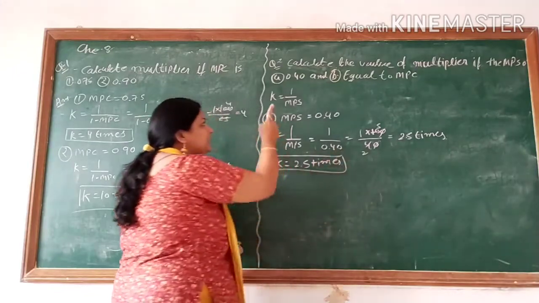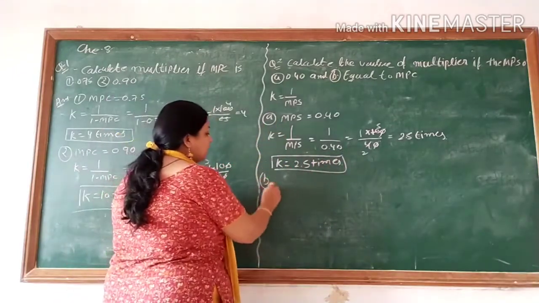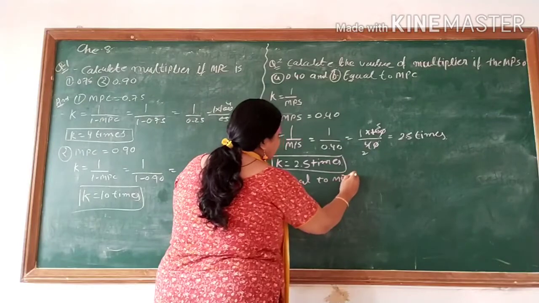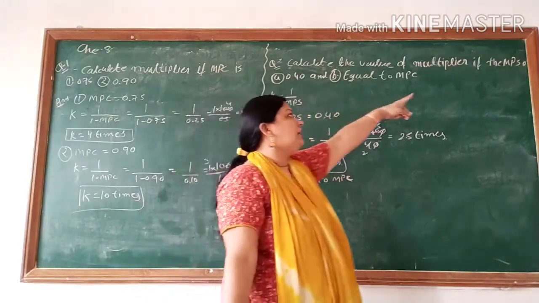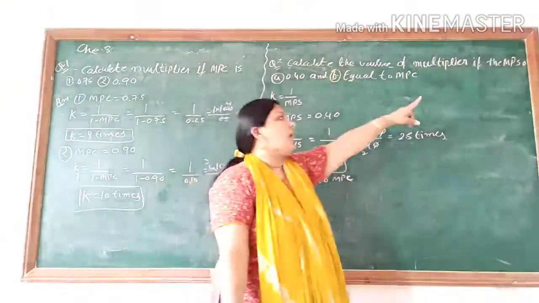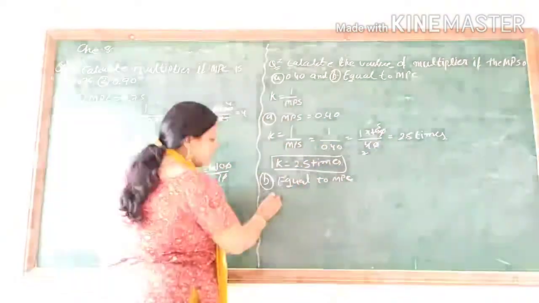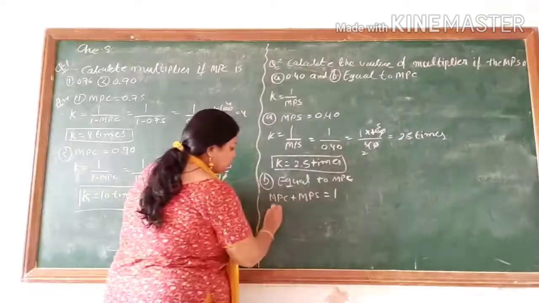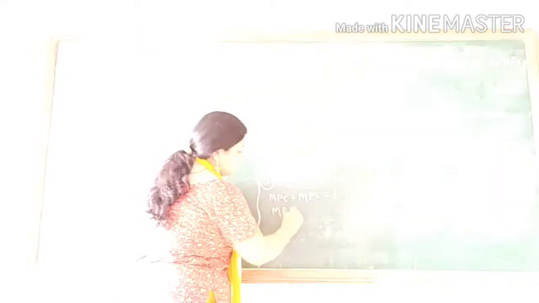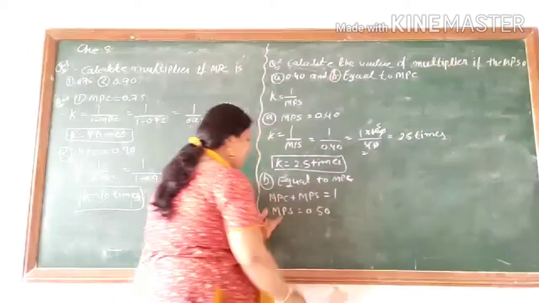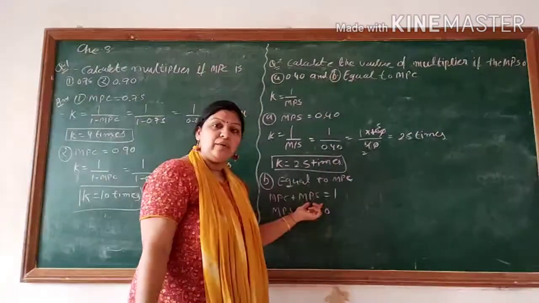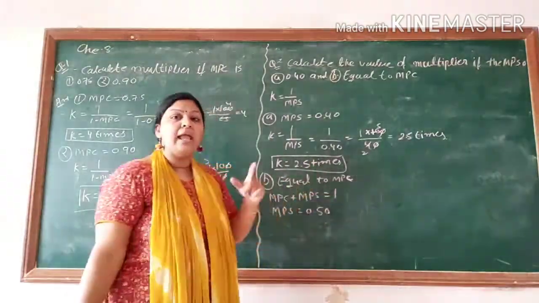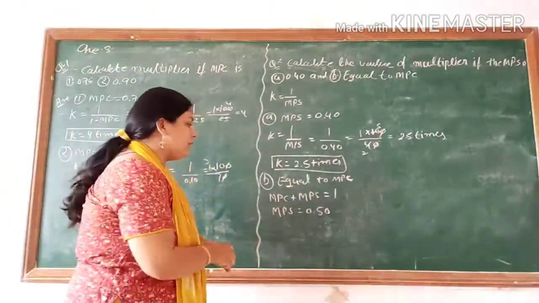Now, next is B. In the question number B, see carefully, MPS equal to MPC. What is equal to MPC? It means in this sum, MPS is given to you. So MPS is equal to MPC. As you know, MPC plus MPS equal to 1. So if both are equal, it means MPS equal to 0.50. This is 0.50 plus 0.50 equal to 1. Clear?